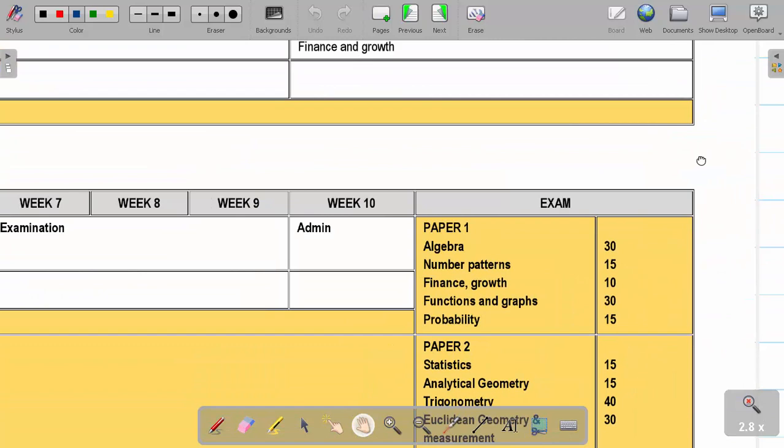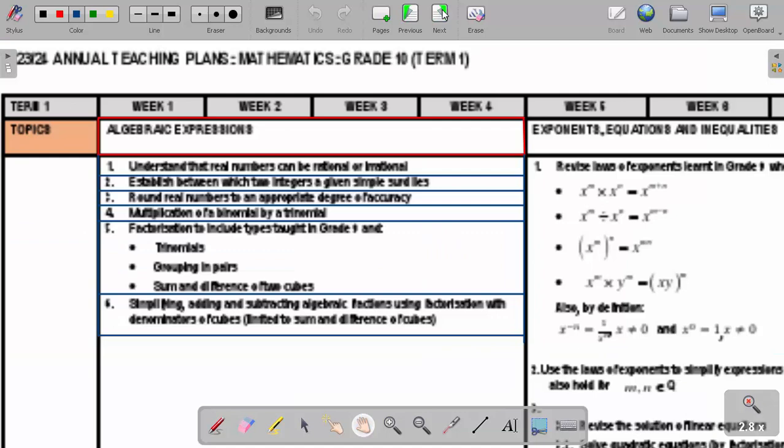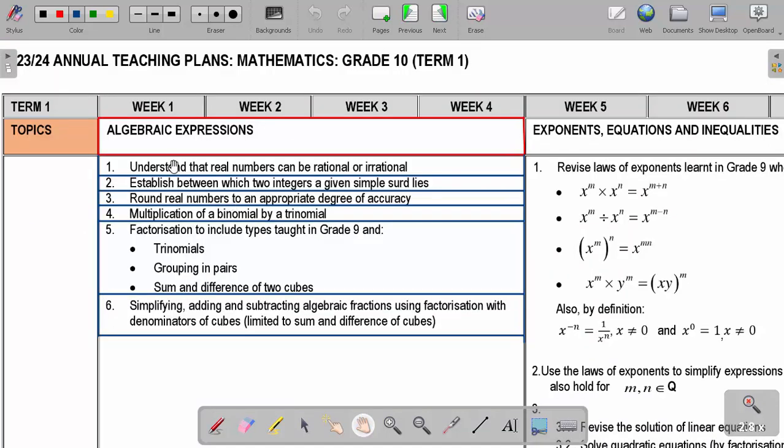Now, this is very important because in the exam, paper 1 algebra carries 30 marks. Hope we are together. Now, this algebra contains the following. It contains what you see here.